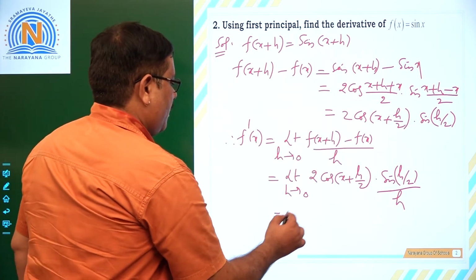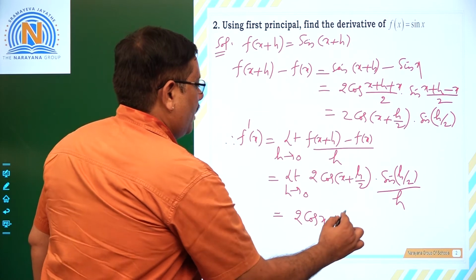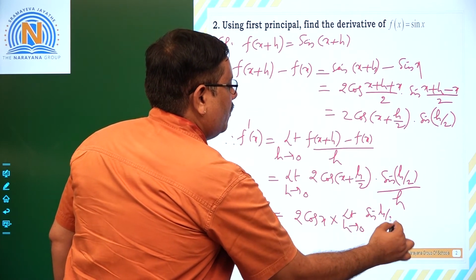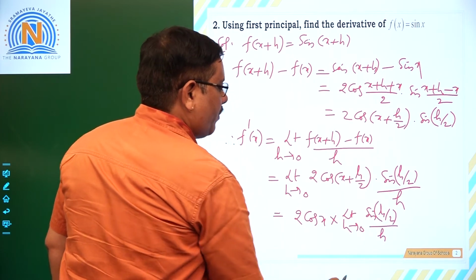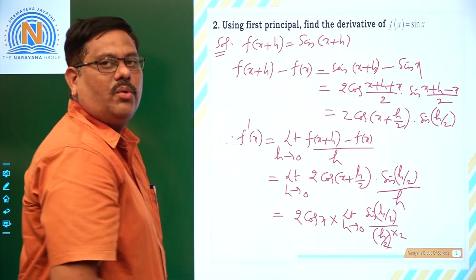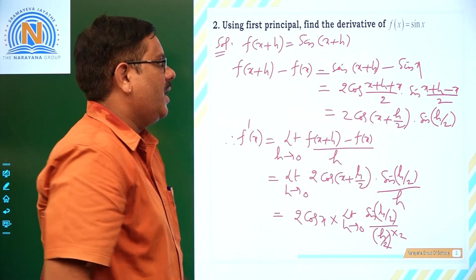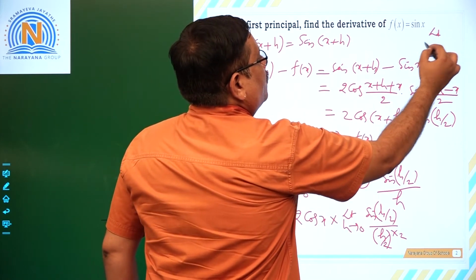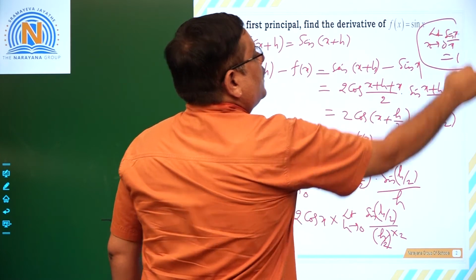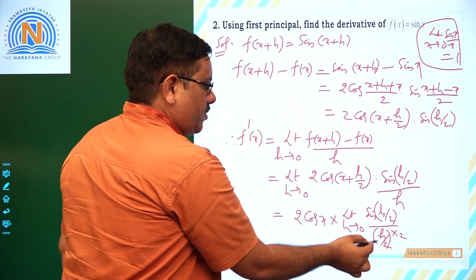If you apply limit for this function, you get 2 cos x into limit h tends to 0 of sin (h by 2) by h. So what I am trying to do, I will write h by 2 into 2 here, to make it a standard trigonometric limit. Because we have limit x tends to 0 of sin x by x, the value is given as 1. So I am converting it into that form.